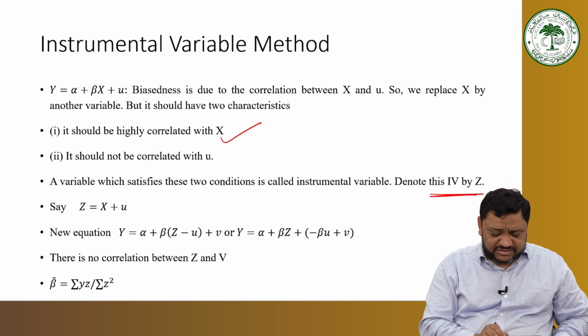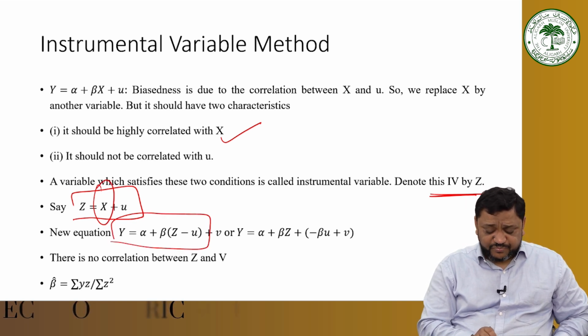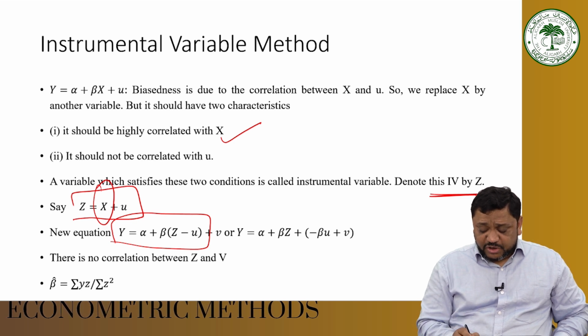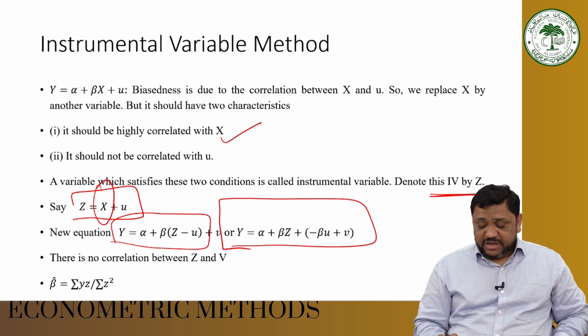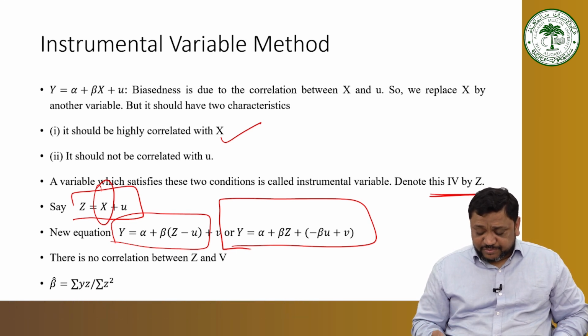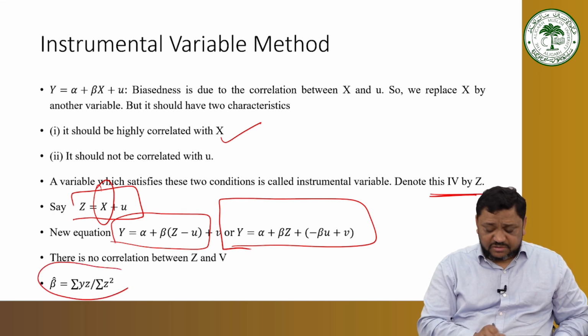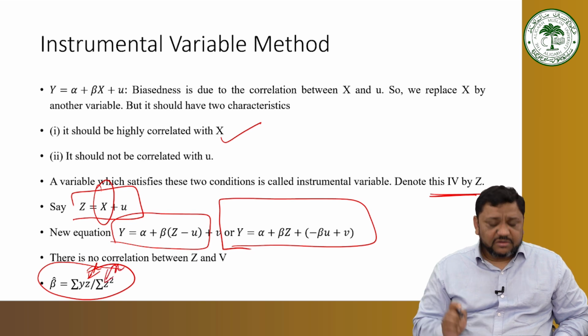So z is equal to x plus u, where x is the original independent variable. Our equation which we had earlier, we can write as y is equal to alpha plus beta bracket z minus u plus v. So we can write it as y is equal to alpha plus beta z minus beta u plus v. There is no correlation between z and v, so in place of x we are writing z.